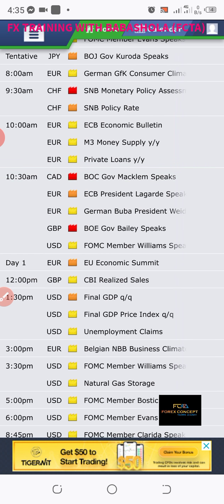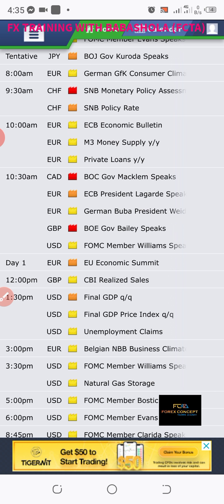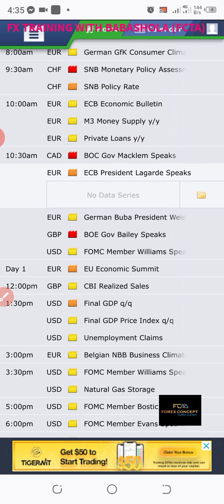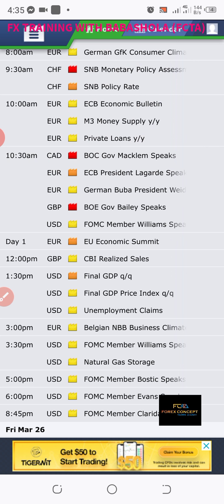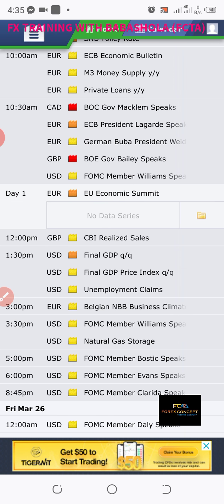Also, the Canadian dollar, the Bank of Canada Governor McClellan will speak. Remember, he's the governor of the Bank of Canada Central Bank. So we have the euro, the ECB President Lagarde will speak again, and then GBP Governor Bailey will speak again the same day by 10:30 a.m. Nigerian time. And then we have Euro Summit, day one.